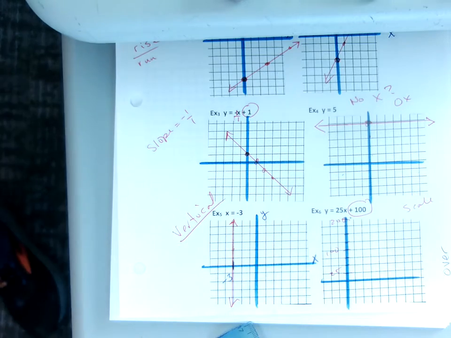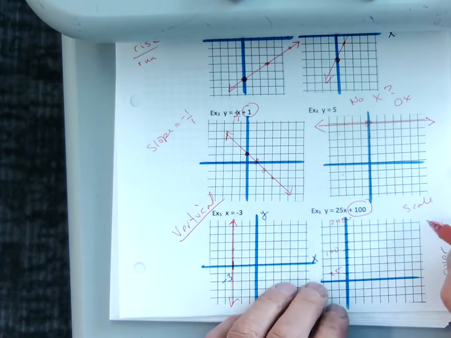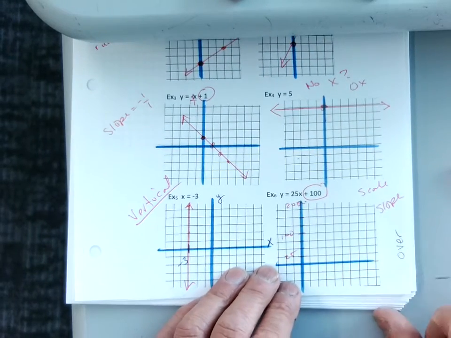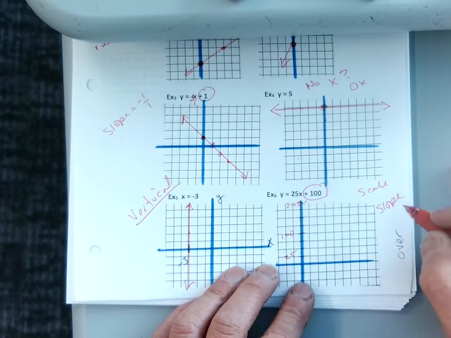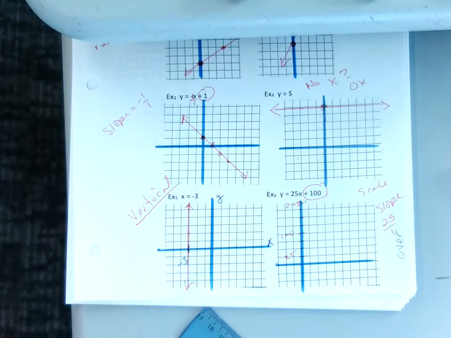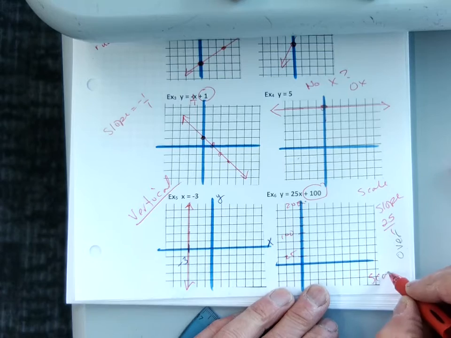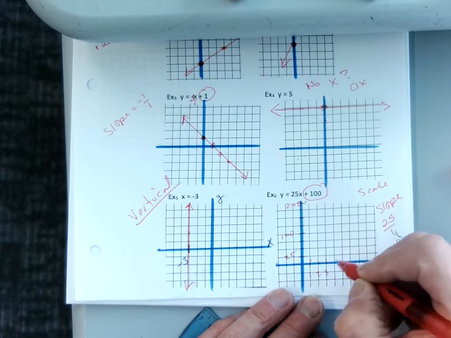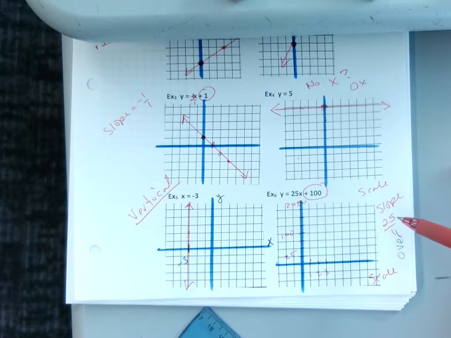My slope, what's the slope of this line? Anybody know? 25. How about 25 over 1? So I got to go up 25 over 1. So I'm going to scale this too. I'm going to scale this by 1s, 2, 3. So that I can go up 25 over 1.